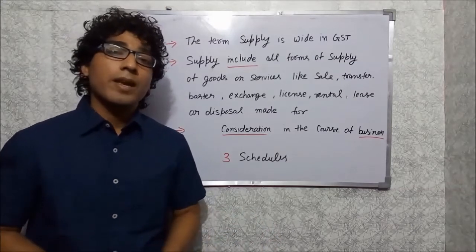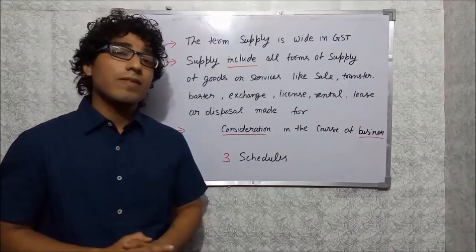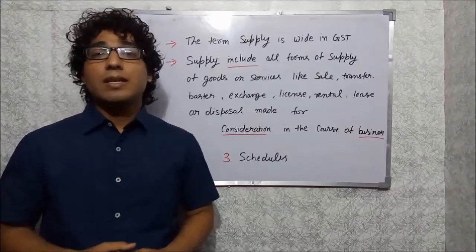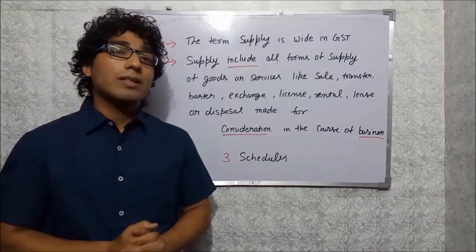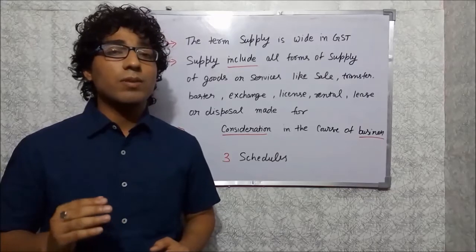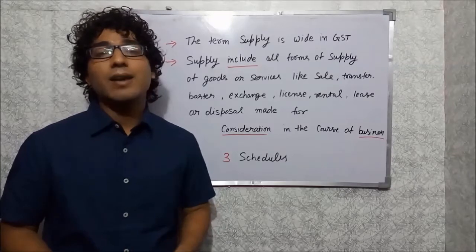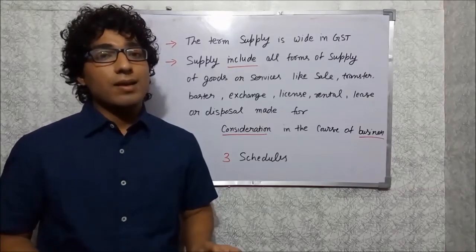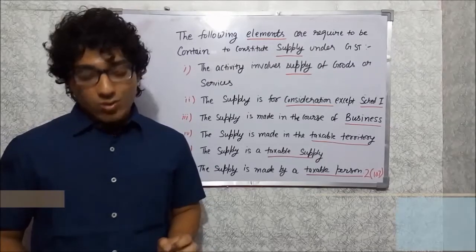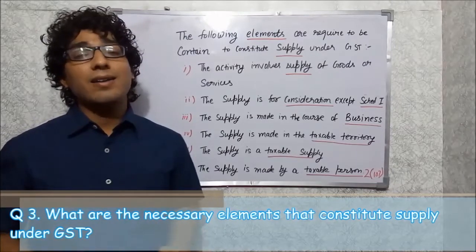And the third schedule exclusively puts out the activity from the levy of the GST. So it says that whether or not that activity is supply, we especially exclude that activity from the meaning of supply of goods or services. So there are 3 schedules attached with the CGST Act that also cover the scope of supply. The next question is very interesting and also very important, and the question is, what are the necessary elements that constitute a supply under GST?